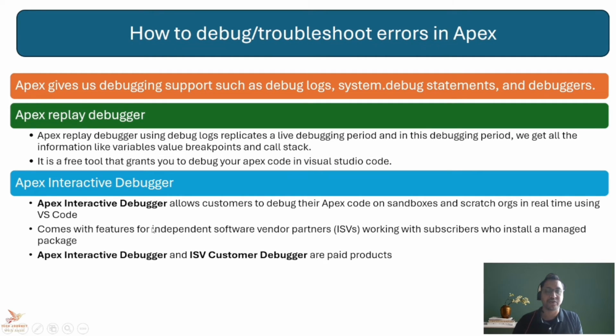It comes with features for independent software vendors. As I said, it is more effective for the ISVs, who can install this as a managed package. And this interactive debugger is a paid product. It's not a free product. So these are the different options. And actually, all these things should be covered if anyone has asked you how you can debug an Apex class, rather than only saying by putting the system.debug statements and checking the values. Definitely that is one of the ways, but the replay debugger and the interactive debugger are also options.